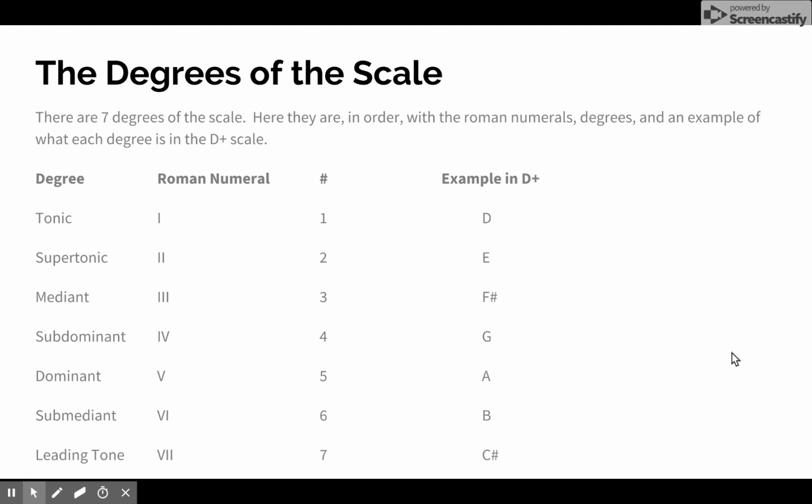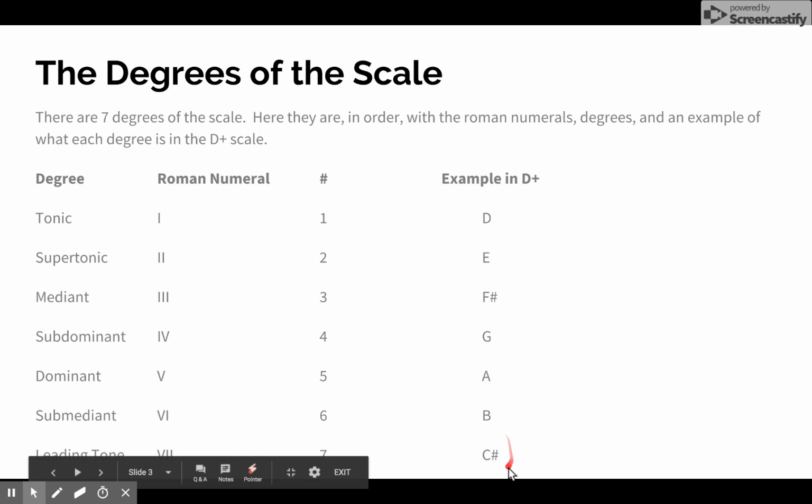So in D major, I found out the key signature using the line. The key signature of D major is 2 sharps, so F sharp and C sharp, and I wrote the scale out in order here: D, E, F sharp, G, A, B, C sharp. Then we have the degrees of the scale over here.